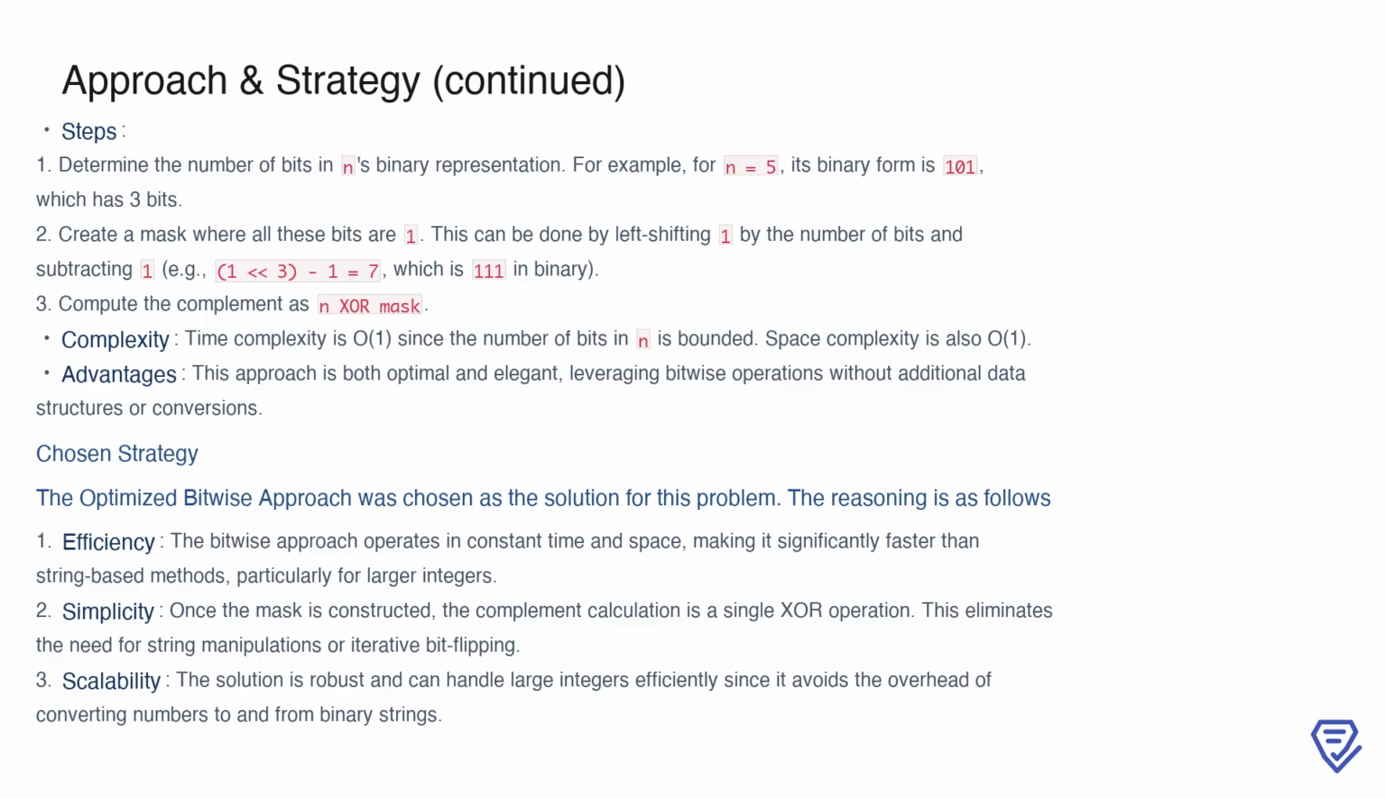The time complexity of this approach is constant, O(1), because the number of bits in n is limited, and the operations are performed in a fixed number of steps. Similarly, the space complexity is also O(1), as no additional data structures are required. This approach is both elegant and highly efficient. It avoids the overhead of string conversions while ensuring scalability for larger integers, making it an ideal solution. For these reasons, the optimized bitwise approach was chosen as our final strategy.